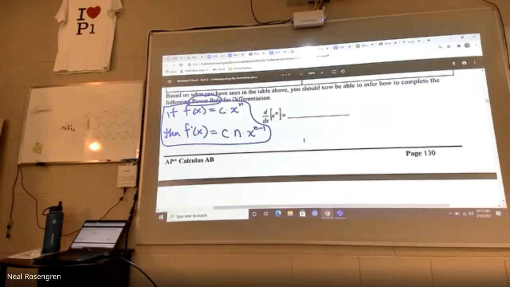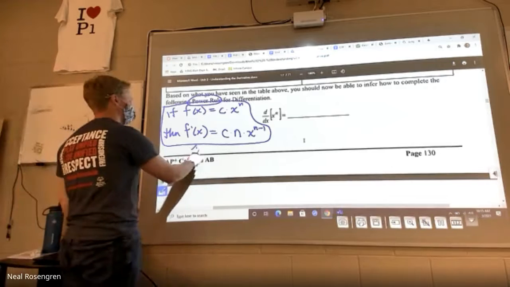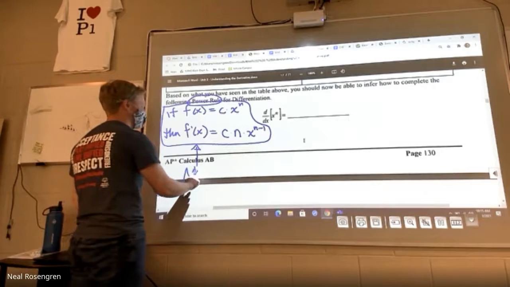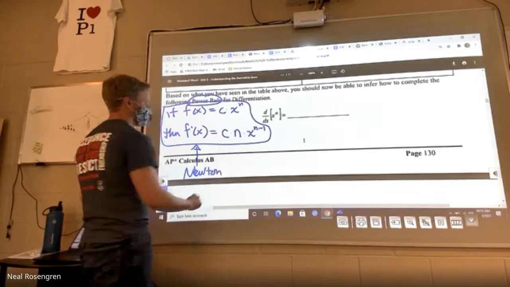The other thing that comes up here at the bottom of page 130 that we just haven't talked about yet is a different style of notation. This whole f of x and f prime of x setup right here, that notation, that's our boy Isaac Newton. That was his idea.